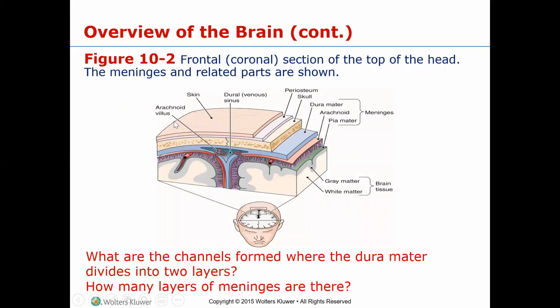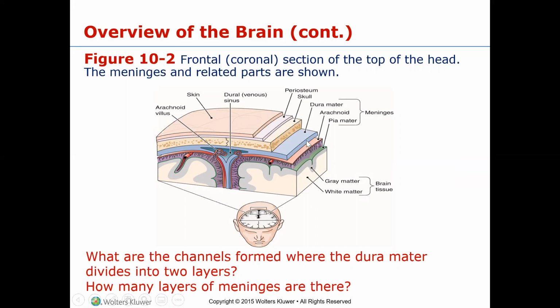So here, when we look at the brain itself, we have a coronal section. So what you're doing here is you are cutting along and cutting down. And what you see is the skin. Then under the skin, as you remember before, we have the periosteum, which is part of the bone covering, right? And then we have the skull. And then we have the three layers, which are covering the brain itself.